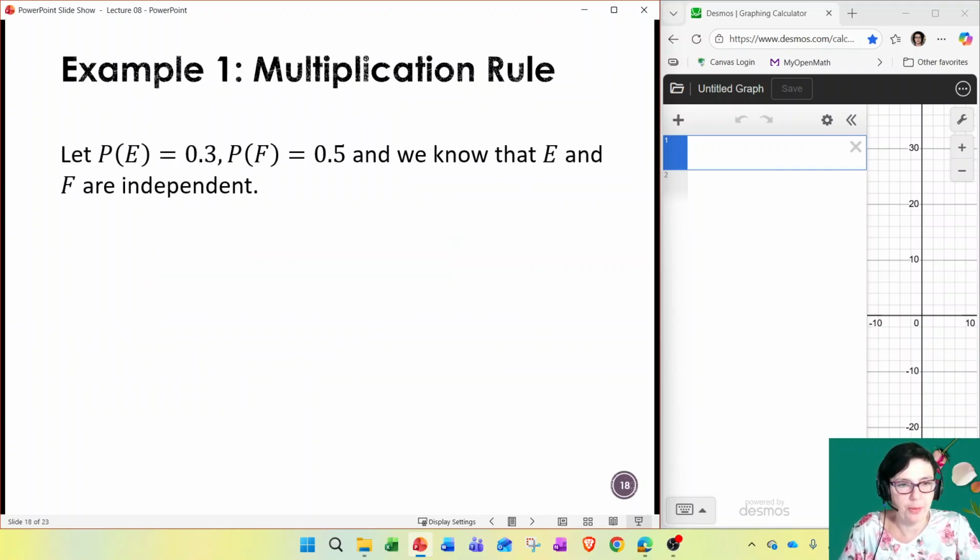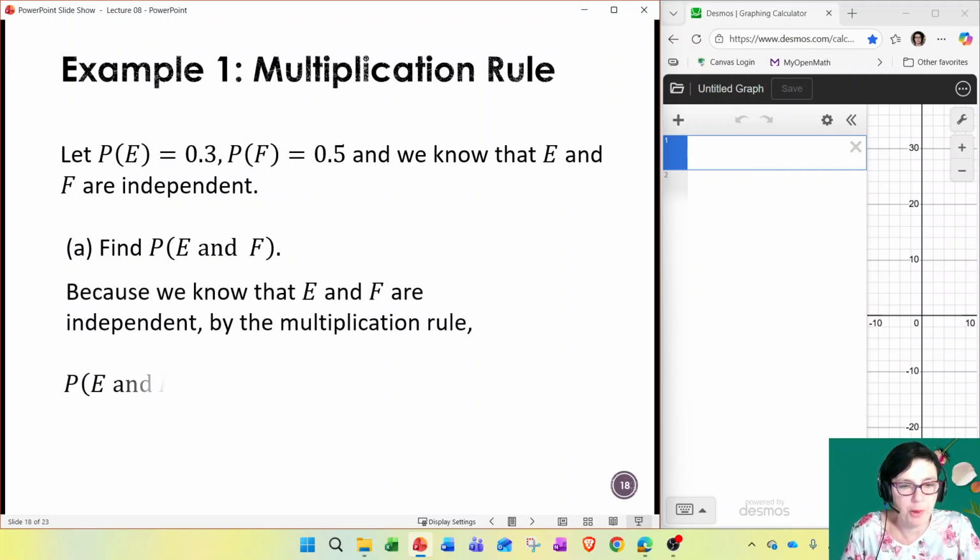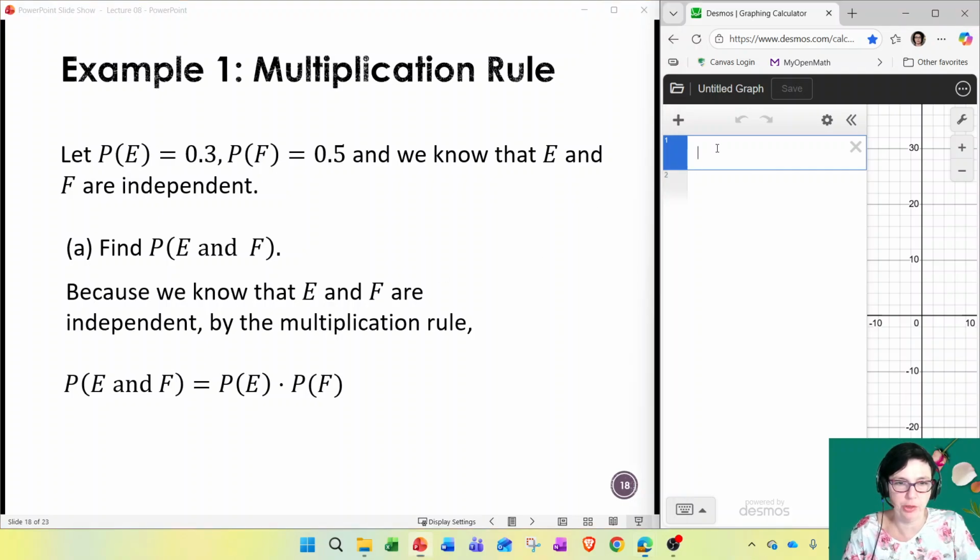Okay, so first example, suppose probability of E is 0.3 and probability of F is 0.5. We know that E and F are independent. Well, if we know they're independent, then the probability of E and F is just going to be, according to our test for independence, probability of E multiplied by probability of F. So all we have to do is just multiply these two numbers to find probability of E and F happening. So 0.3 times 0.5, that's going to give me 0.15.